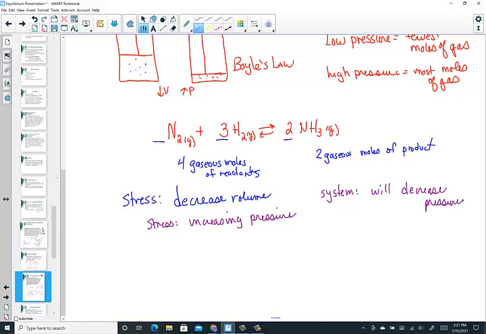The side of the equilibrium that will have the lower pressure is the side that has the fewest gaseous moles. This equilibrium will shift to the right to alleviate that increased pressure. And it does so by taking 4 gaseous moles and converting them to fewer particles. Fewer particles means fewer collisions, and the pressure of the system will drop, and equilibrium has been reestablished.